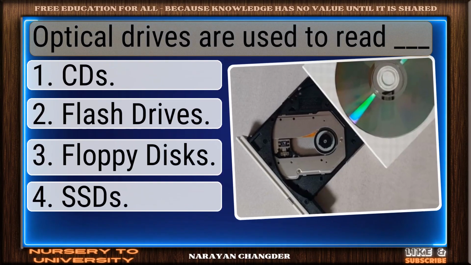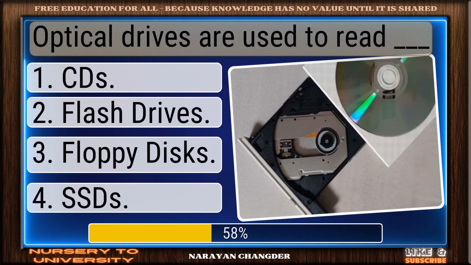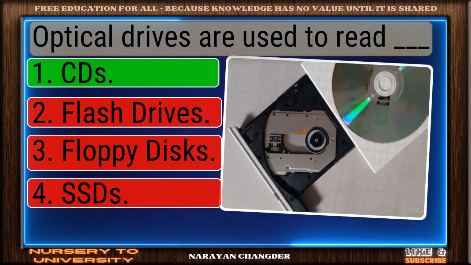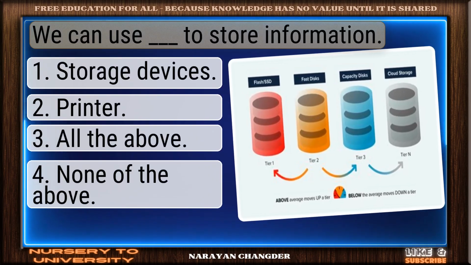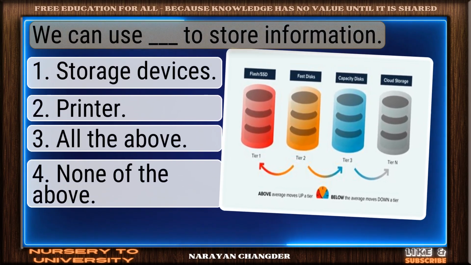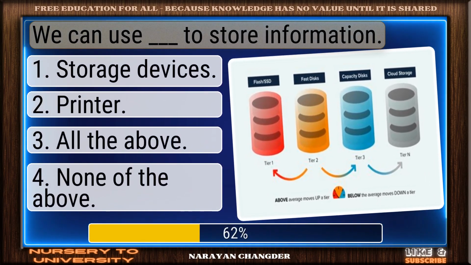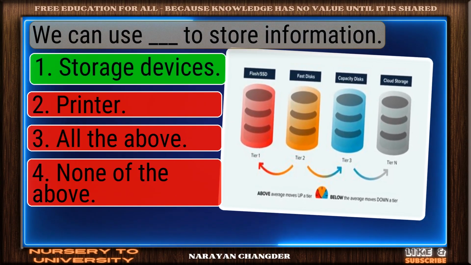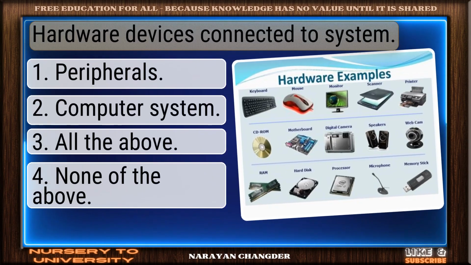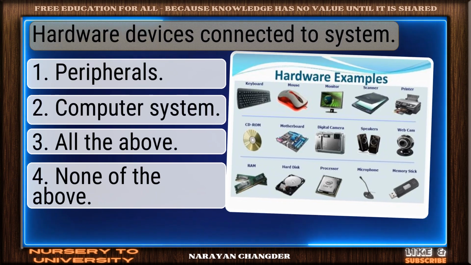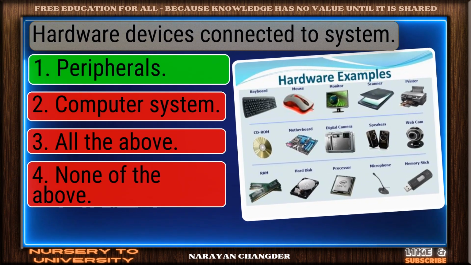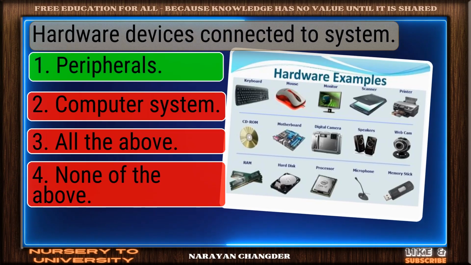Optical drives are used to read dash. Correct. CDs is the right answer. We can use dash to store information. You're right. Storage devices is the correct answer. Hardware devices connected to system. You chose peripherals, and it is correct.